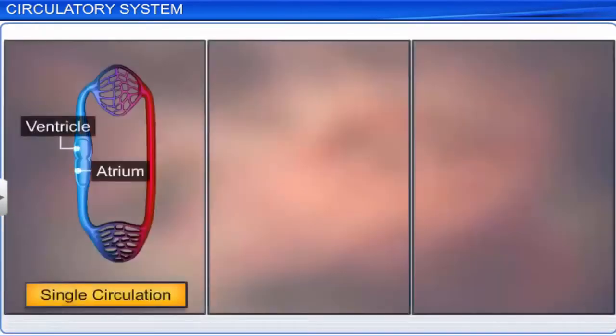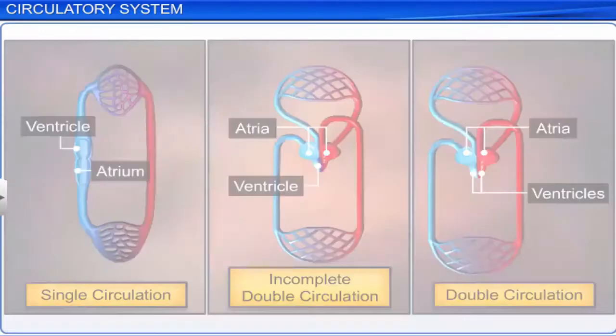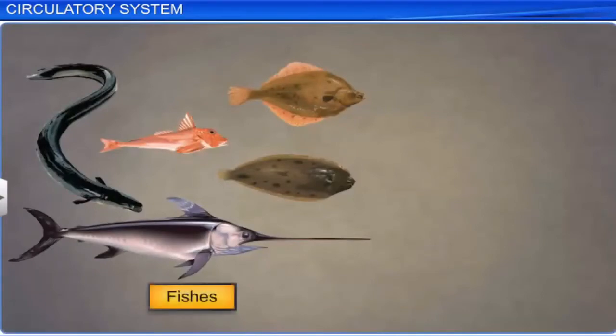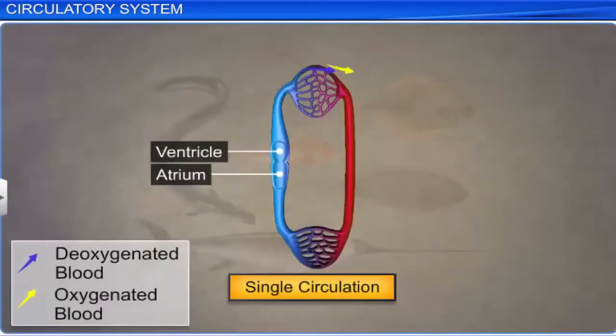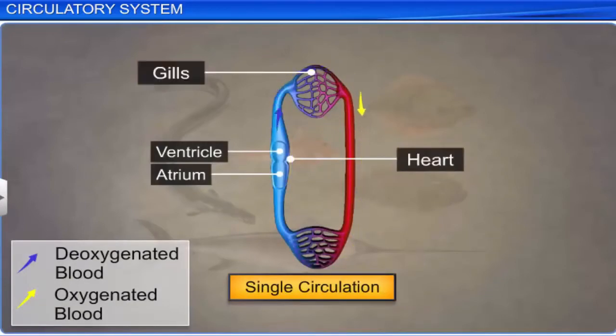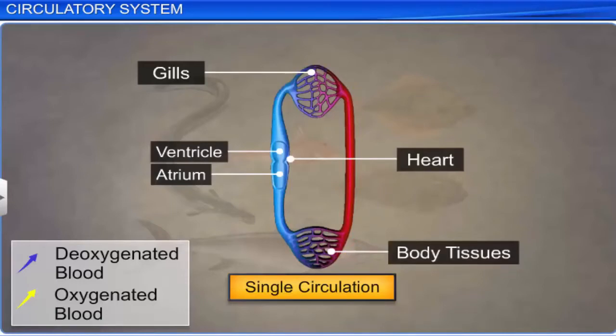The blood circulation in these animals also differs due to the difference in the number of chambers. For example, fishes exhibit single circulation. Deoxygenated blood is pumped from the heart to the gills for oxygenation, and the oxygenated blood directly flows into the tissues, whereas deoxygenated blood collected from the tissues is returned to the heart. In this way, blood passes through the heart only once during circulation, and hence this is called single circulation.